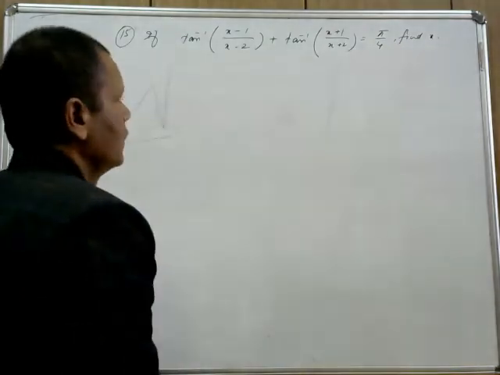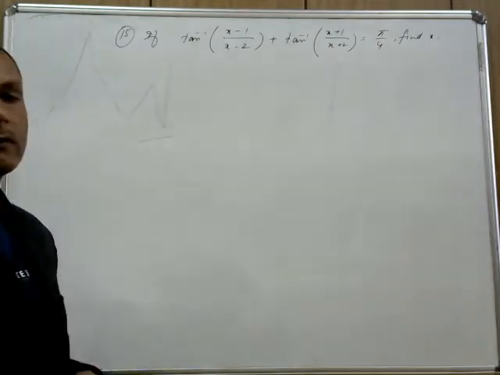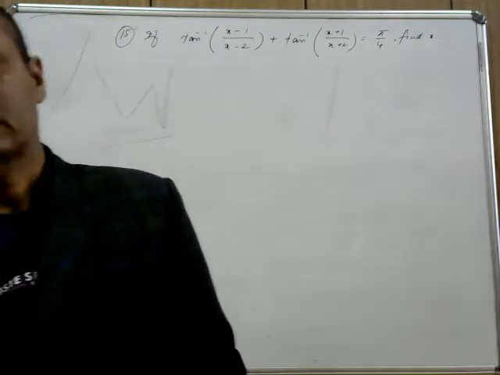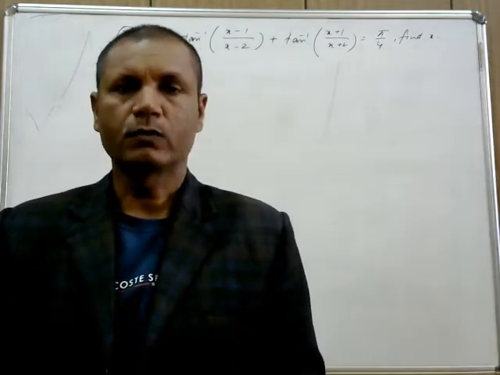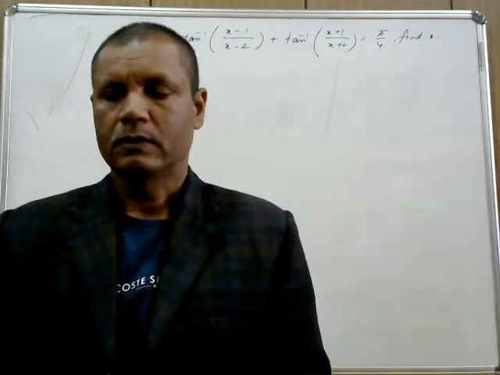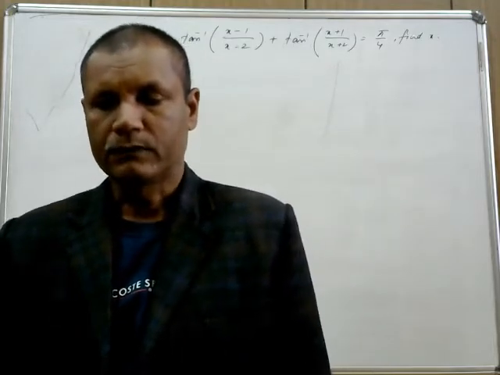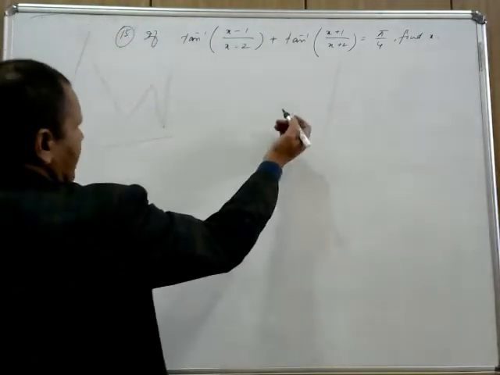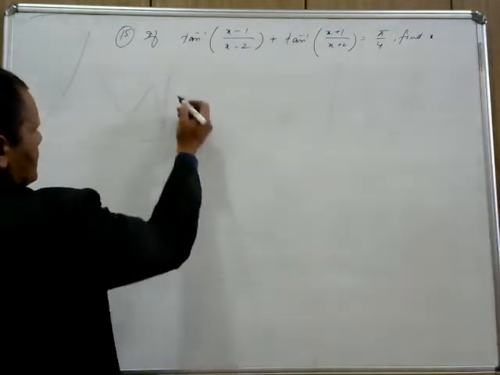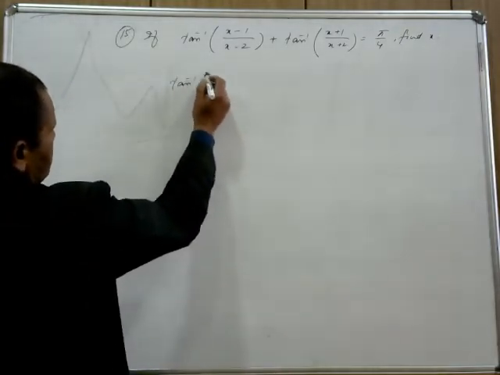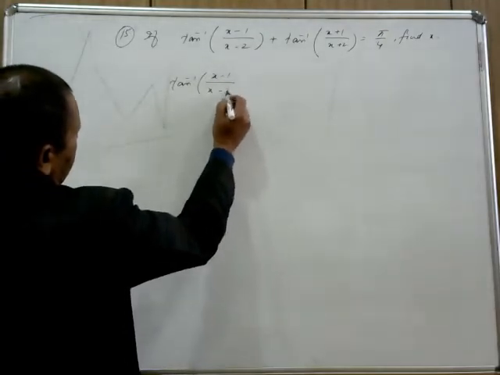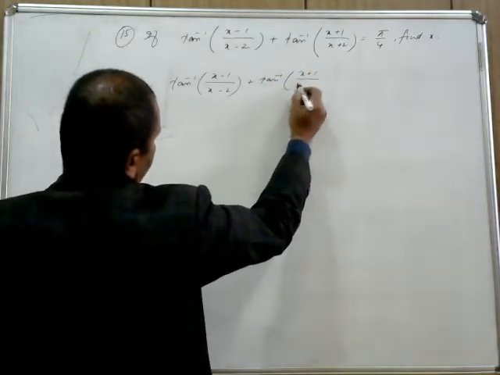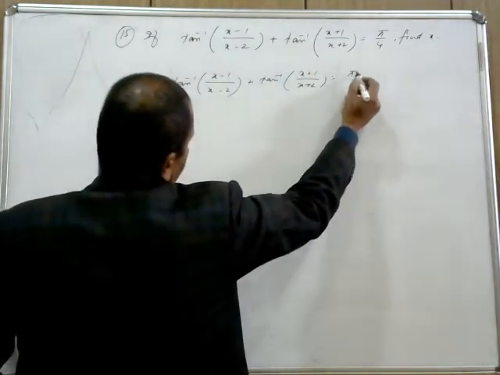This is the question. We have learned one formula: tan inverse x plus tan inverse y is equal to tan inverse x plus y upon 1 minus xy. I hope that you all remember this formula, yes or no? And I am going to use this formula. Therefore, we will have here tan inverse x minus 1 upon x minus 2 plus tan inverse x plus 1 upon x plus 2 is equal to pi by 4, which is given.